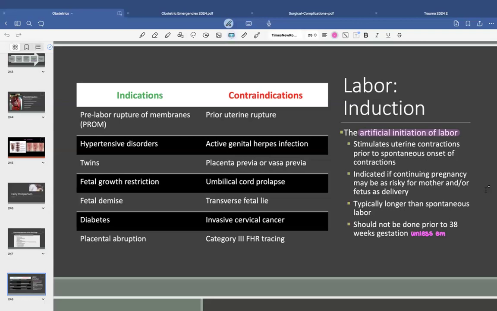Contraindications, if they've had a prior uterine rupture, you don't want to induce. If they have active genital herpes, you don't want to induce. Placenta previa or vasa previa, so either the placenta's over the eye or the vessels are over the opening of the cervix. You don't want to induce labor on umbilical cord prolapse. If the baby's in transverse fetal lie, that's going to be a C-section. Any type of invasive cervical cancer, and then category 3 fetal heart rate tracing, which you will learn more about on your rotation. We'll talk about some fetal heart rate stuff.